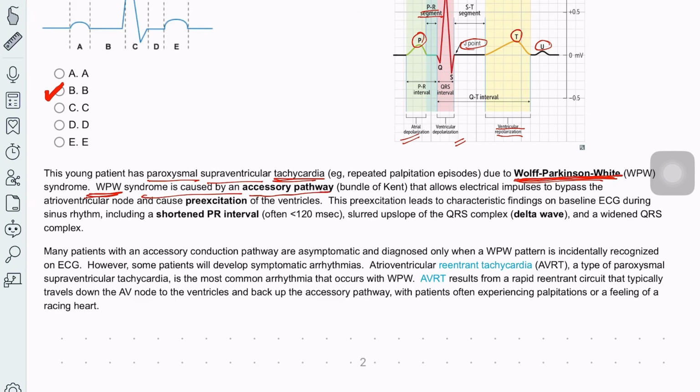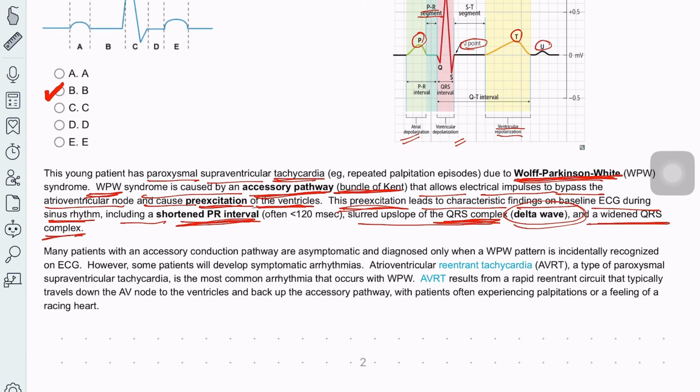WPW syndrome is characterized by an accessory pathway which is known as bundle of Kent. This allows electrical impulse to bypass the AV node and cause pre-excitation of the ventricle. This pre-excitation leads to characteristic findings on the baseline ECG during sinus rhythm, including a shortened PR interval, slurred upslope of the QRS complex, which is known as the delta wave, and a widened QRS complex.